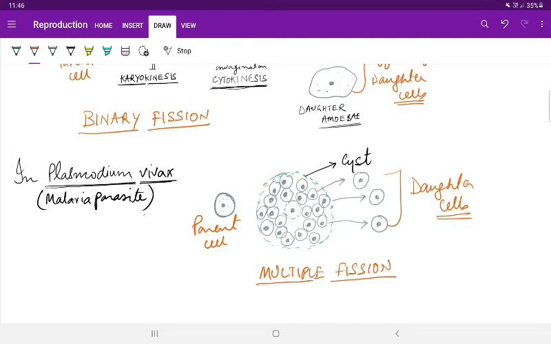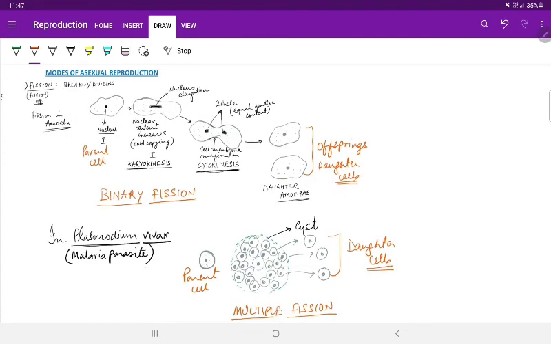So I hope that you have understood about the fission process in the amoeba, in the plasmodium. Both these are very important because normally the differences come in between them, ki differentiate between binary fission and the multiple fission, and how does multiple fission is a special kind of division because multiple fission तभी होता है क्यों जब इसके conditions favorable नहीं होते.